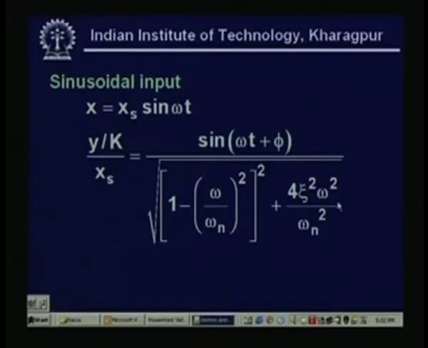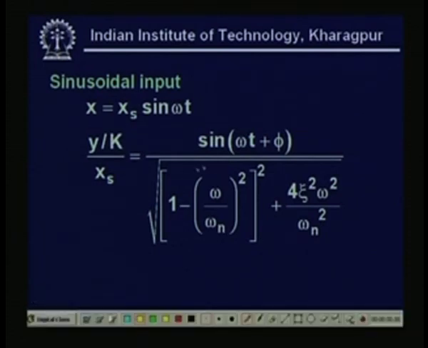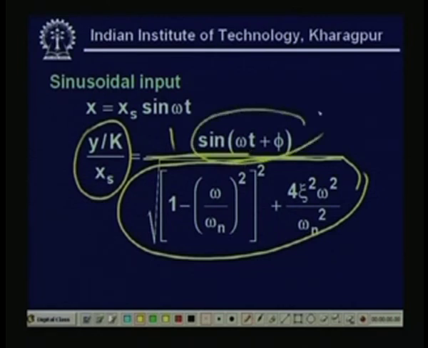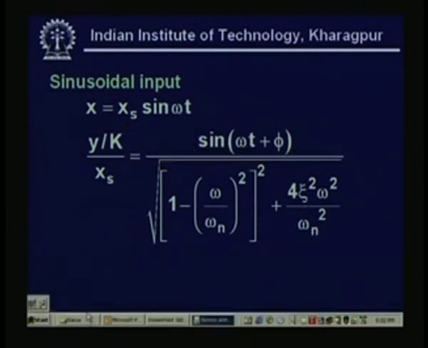So, in fact, if you take the amplitude, it will be y by k xs, and only this part will be the amplitude ratio. If you look at the normalized output y by k xs, this will be 1 upon this, because this part will not go, right. In future, while you solve problems, you will need these values. So, you must remember them, or you must go through these notes while you are solving the problems.